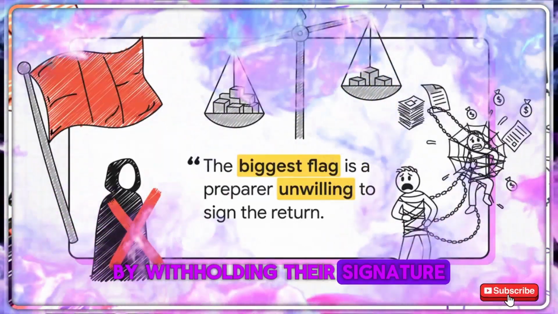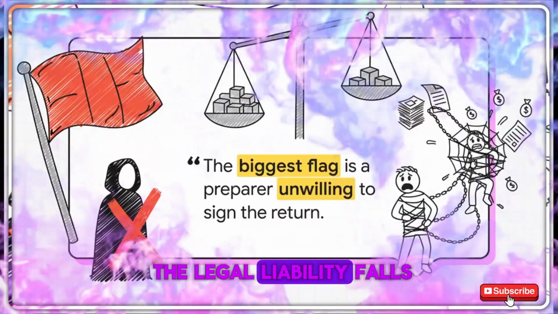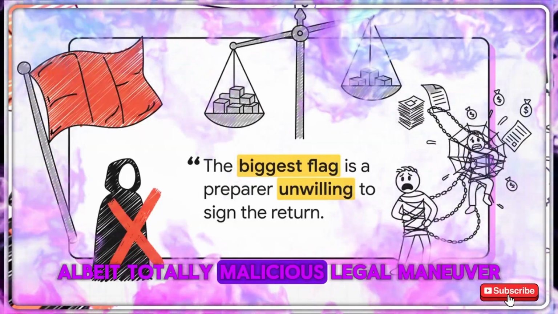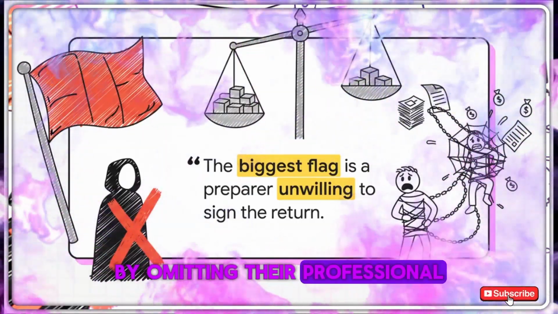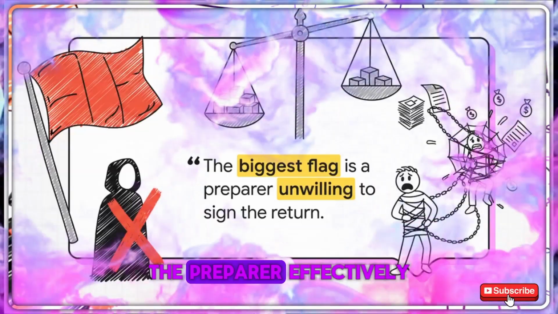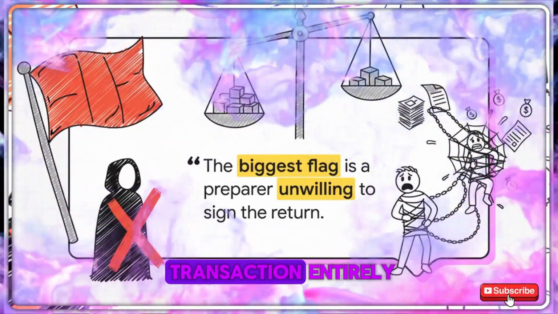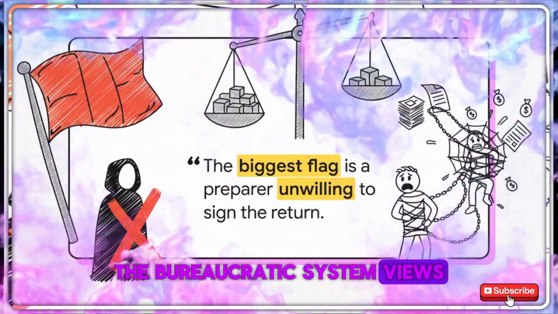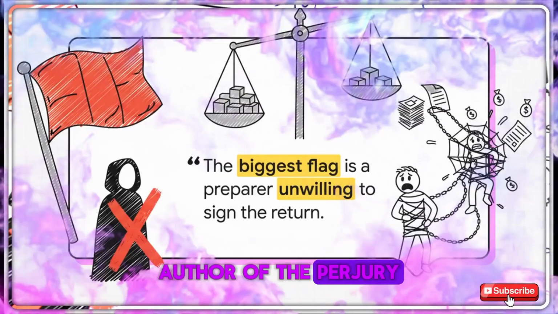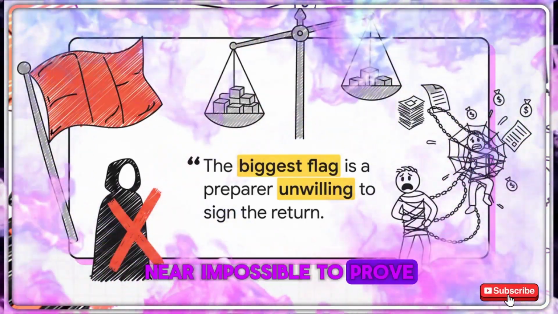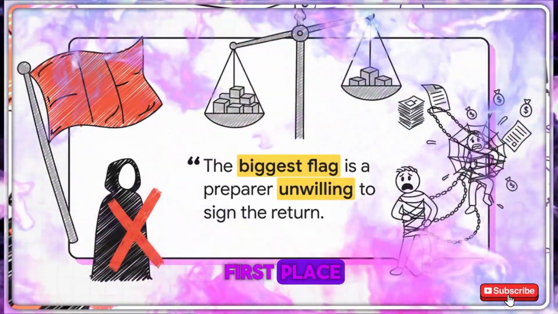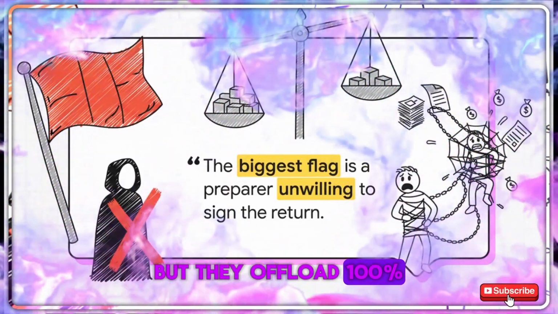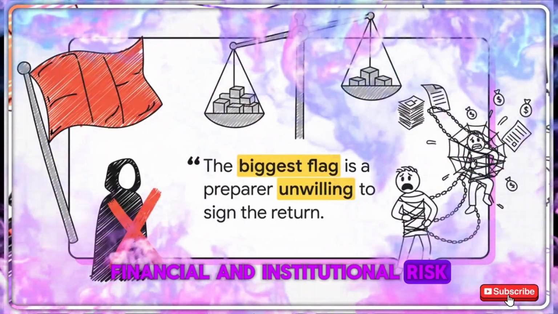By withholding their signature, the architect ensures that the legal liability falls entirely on you. It is a brilliant, albeit totally malicious legal maneuver. By omitting their professional identification number, the preparer effectively erases themselves from the transaction entirely. Because the signature is missing, the bureaucratic system views the taxpayer as the sole author of the perjury. It becomes legally near impossible to prove the ghost preparer even existed in the first place. The preparer monetizes the fraud, sure, but they offload 100% of the legal, financial, and institutional risk right onto the client.